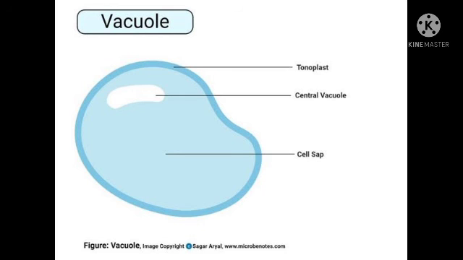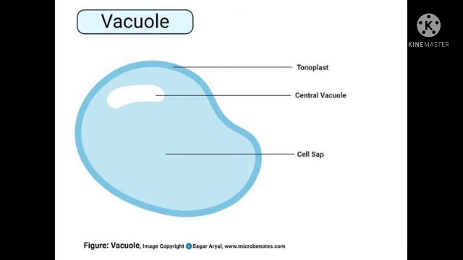Vacuoles are like small bubbles. They become larger when the cell grows. Once the plant cell gets mature, these vacuoles take most of the place, pushing the other cell organelles to the corner of the cell.